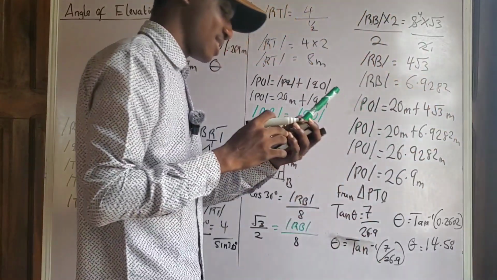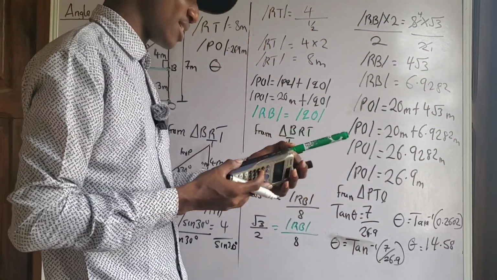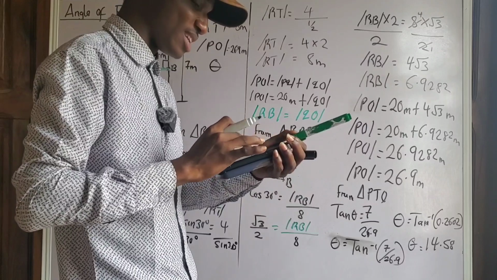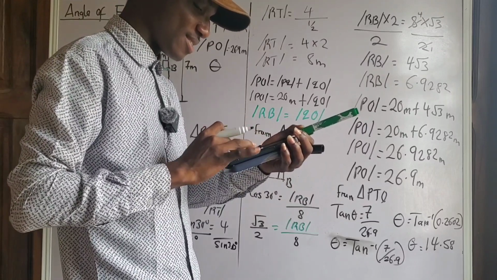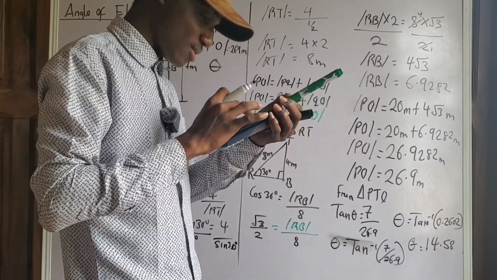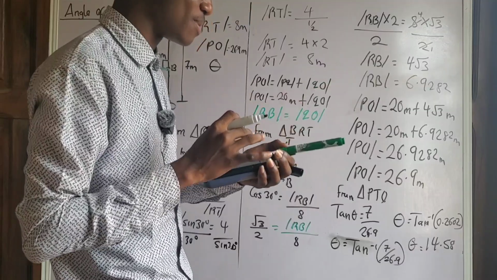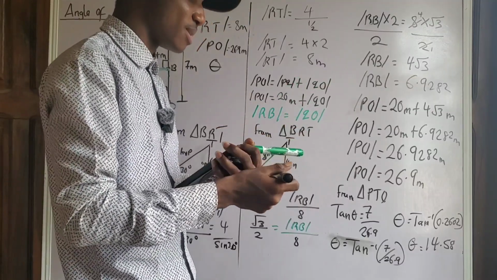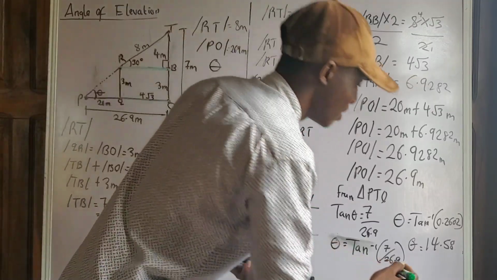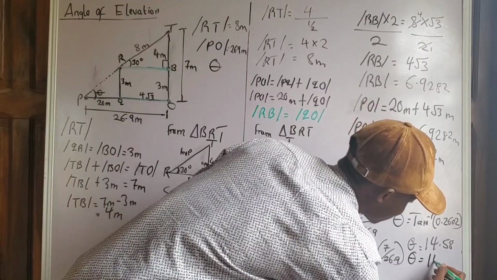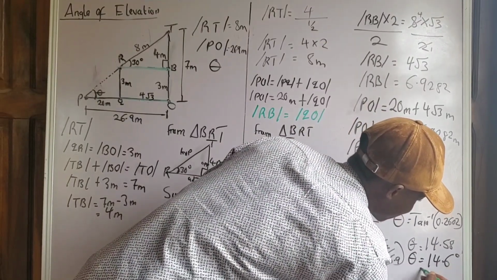14.58. Okay, so let us check. Maybe you're asked to approximate to the nearest degree. Okay, correct to 1 decimal place. Now since it is 1 decimal place, that means you're going to have theta equals 14.6 degree. That is the value of theta.